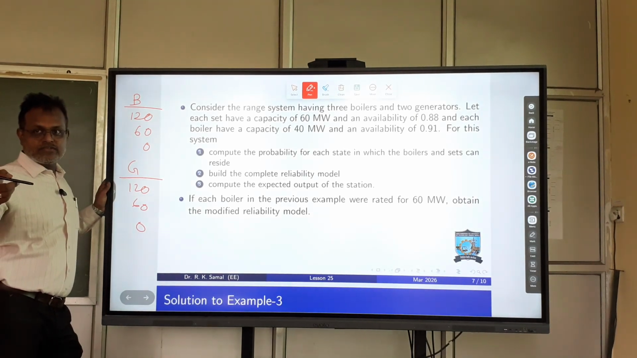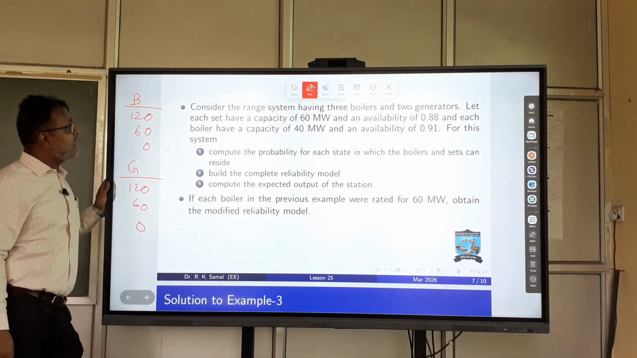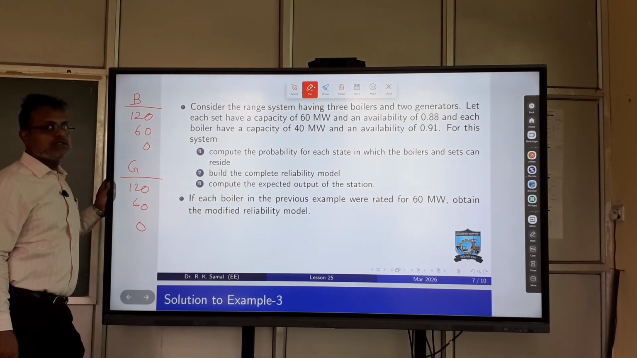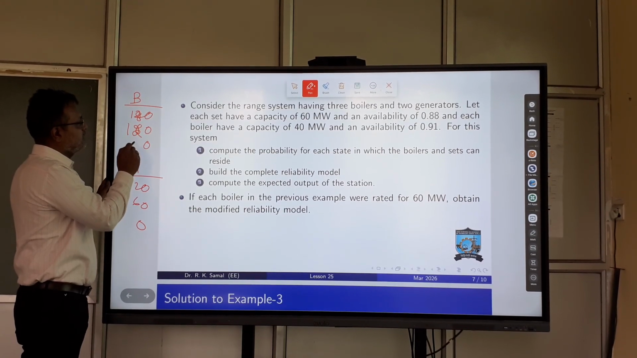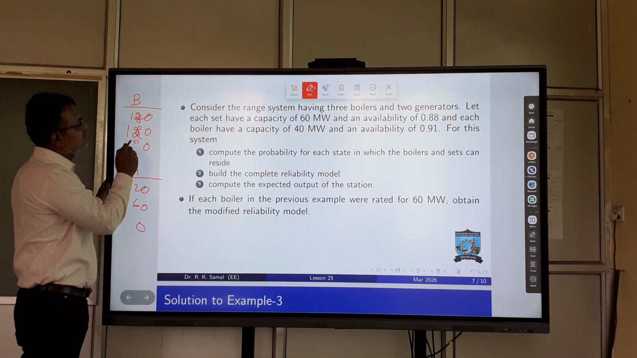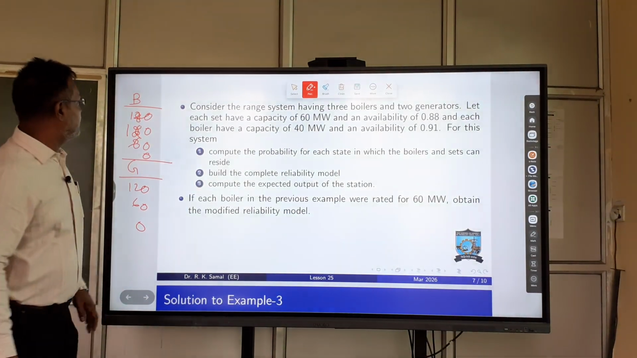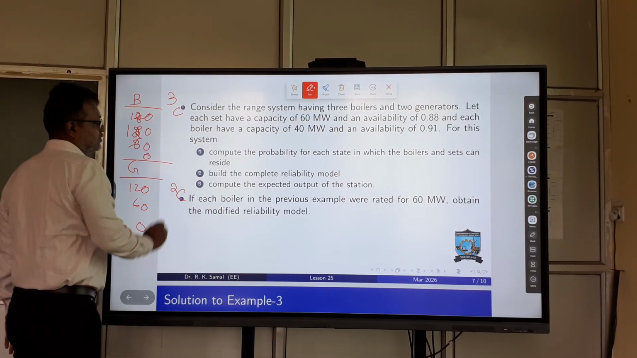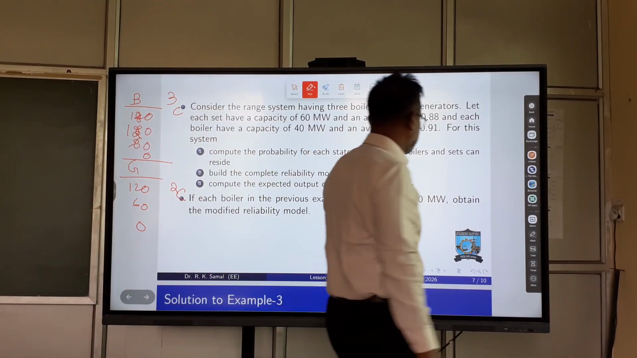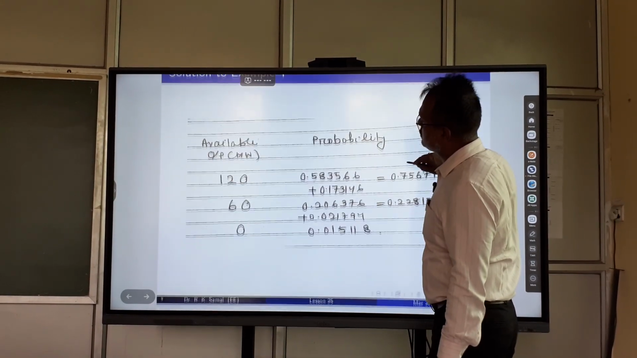Generator case, the generator case will be there. 180, 120, 180, 120, 120, 80, 60, 0. Because there are 3 boilers and 2 generators, so you can obtain this. You see the solution.